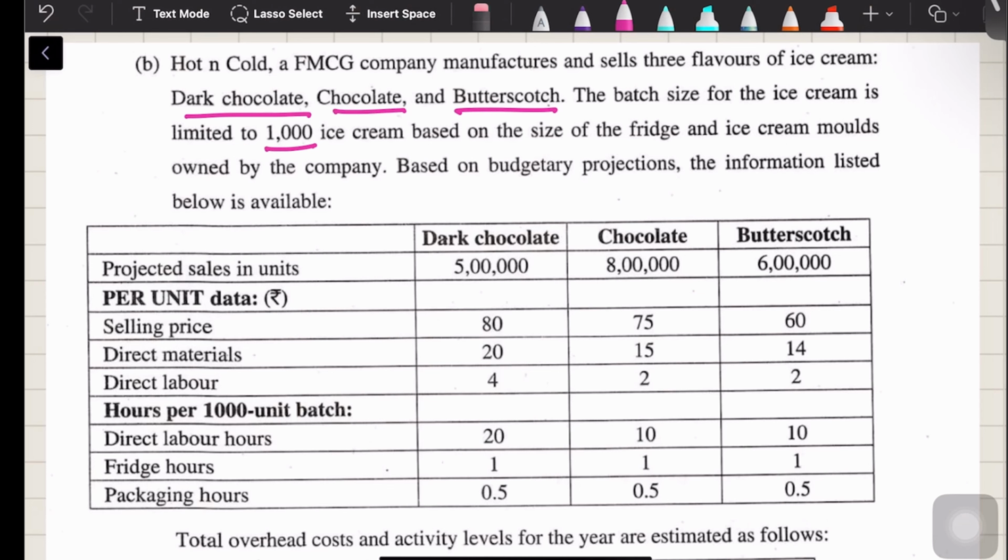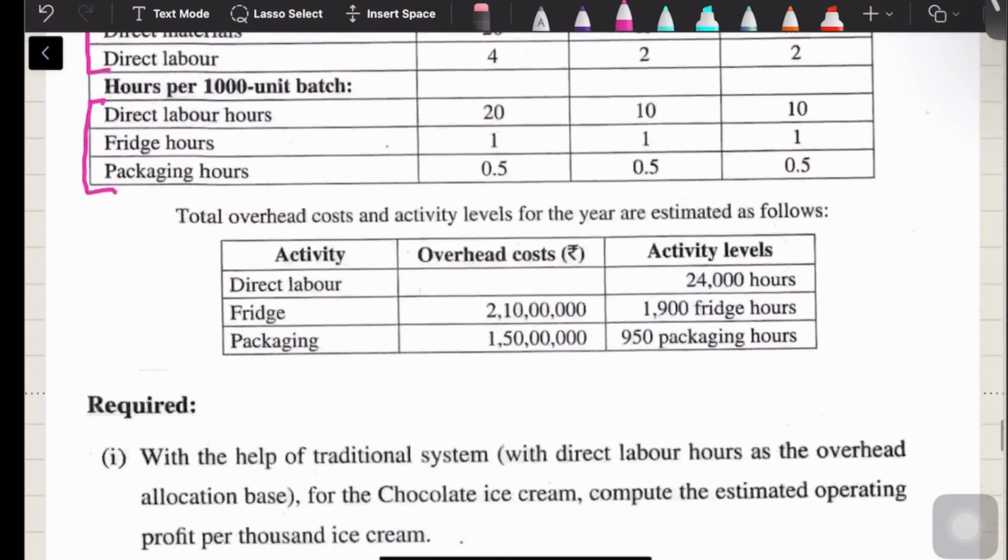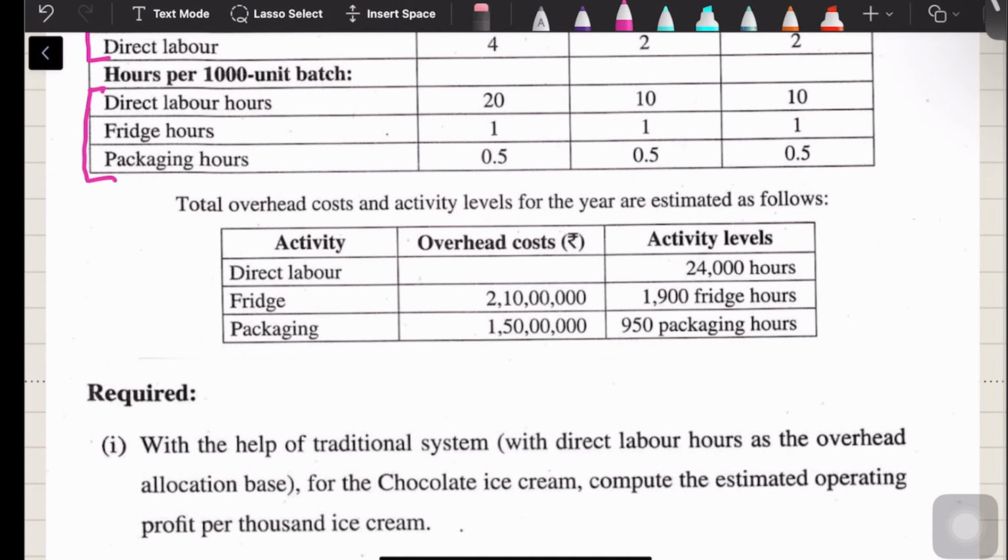So in the bottom table, you have direct material and labor, which are part of your prime cost. Then you have activities, hours per 1000 unit batch in terms of fridge hours and packing hours. And also you have overhead details given: direct labor, fridge and packing. So direct labor is a prime cost. It's not an overhead cost. That is why the column is blank. But activity level is important. Then you have ABC cost pools in terms of fridge and packing.